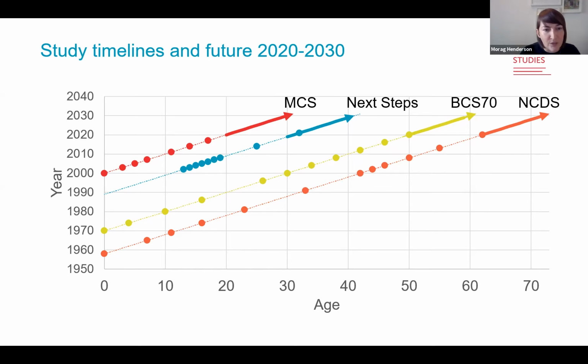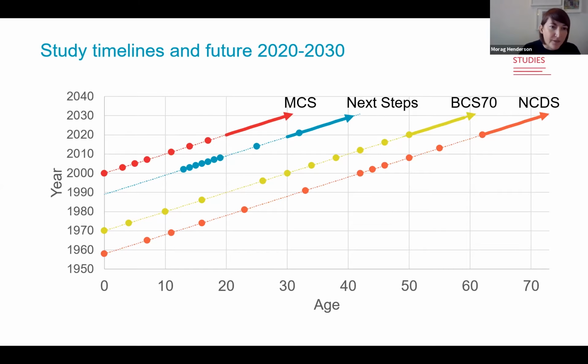Every time you see a dot on that line, it's a data collection. It's a quirk of the cohort studies that they're not all spaced evenly. There are lots of good reasons for that, mainly funding, in truth. But for MCS, we went to speak to them at age 0, 3, 5, 7, 11, 14, 17, and the most recent one is 22.